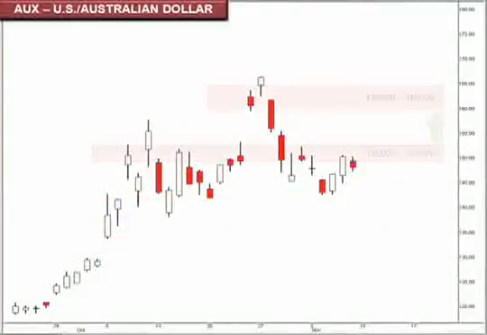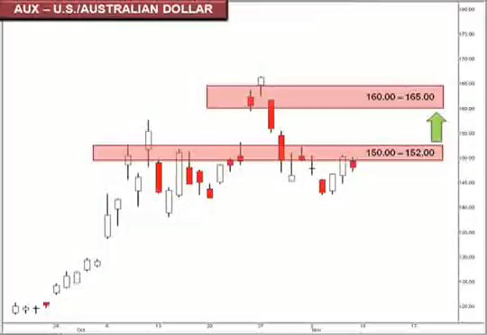Now if the AUX happens to hold at this 150 to the 152, then the upside move would likely result in another test of that 160 to the 165.